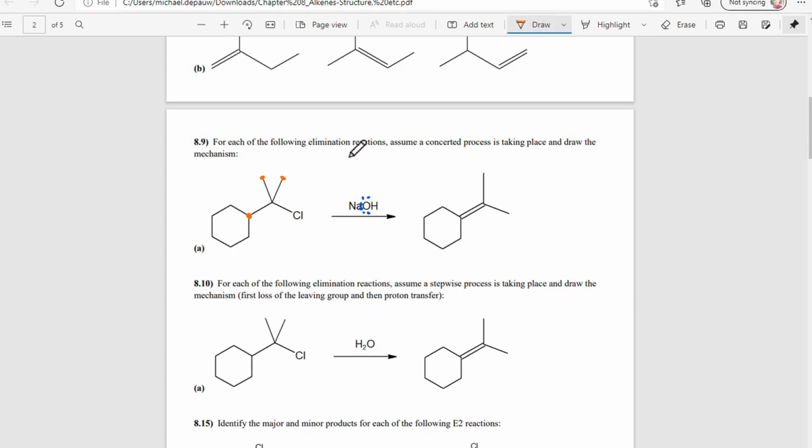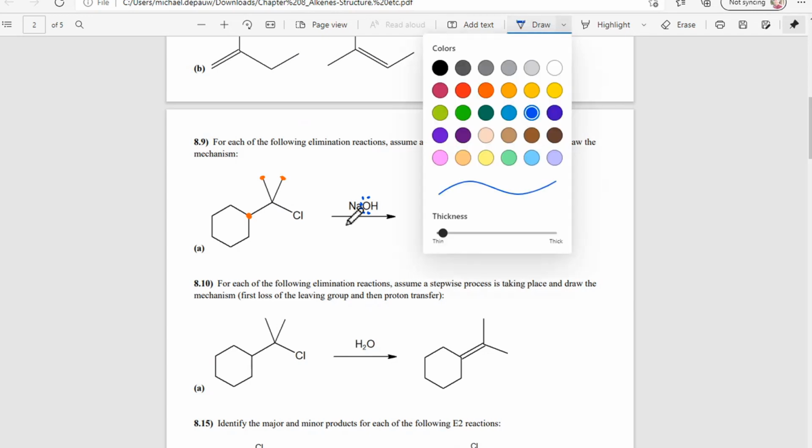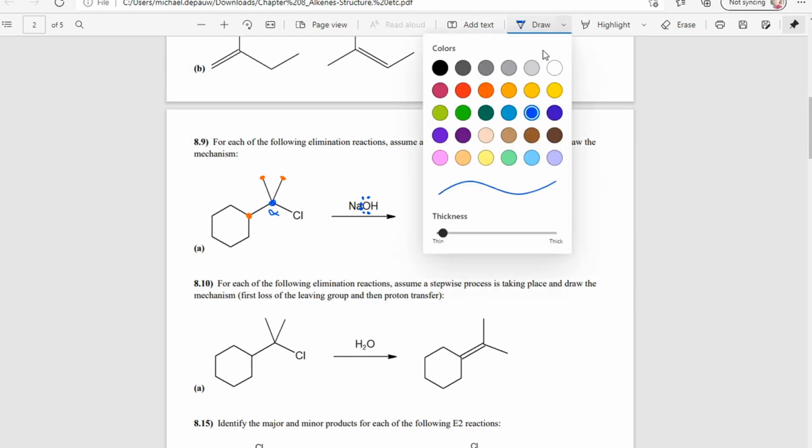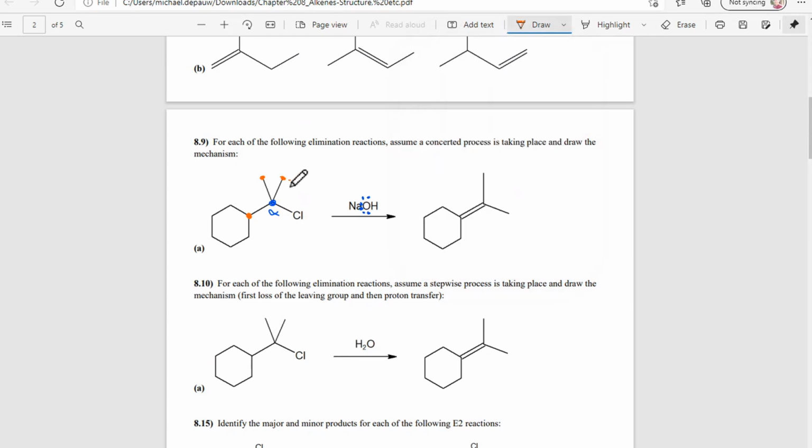Now, the hydrogen it can rip off: this carbon, which I'm going to mark in blue, the carbon attached to the leaving group, is the alpha carbon. The carbons that are marked in reddish orange, I don't know, I'm colorblind, are the beta carbons.